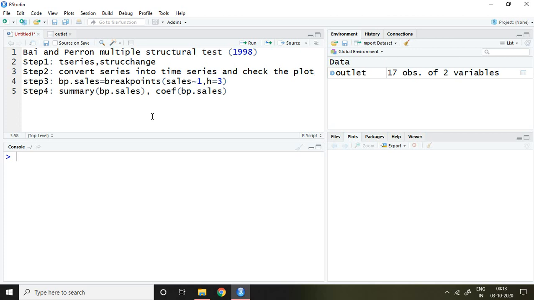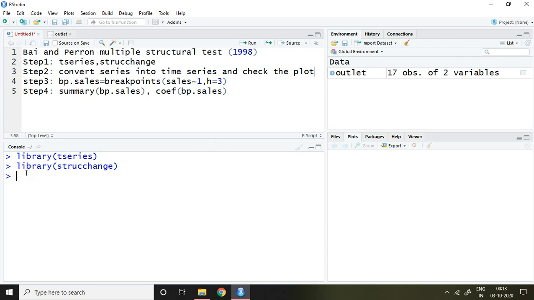The first step talks about installation of the tseries and strucchange packages. I have already installed these two packages, so I recall them by writing library(tseries) and then library(strucchange). Now these two packages have been loaded in my RStudio.